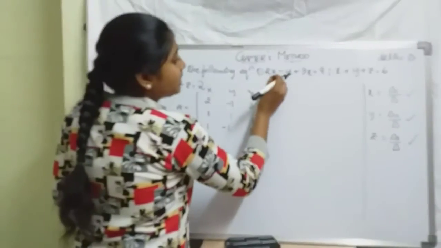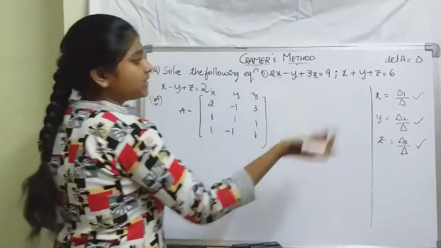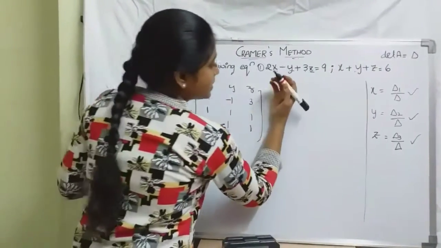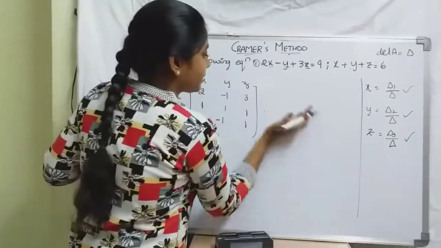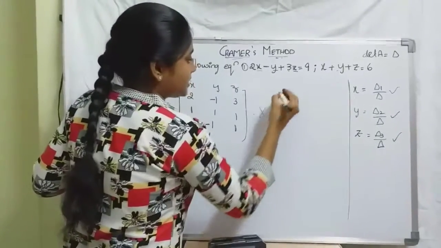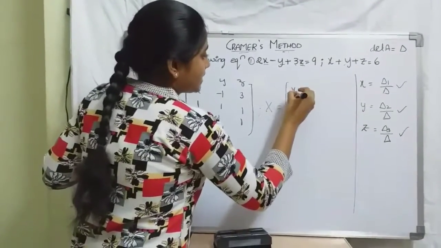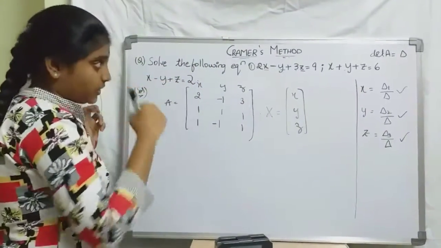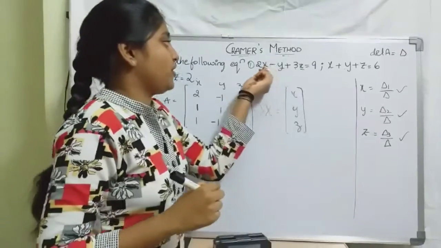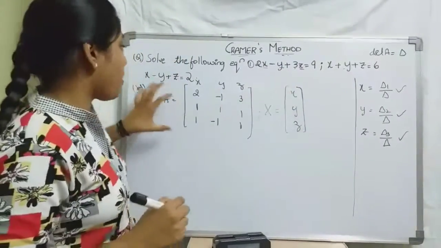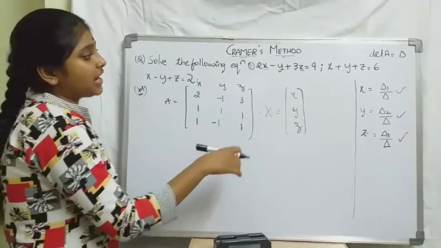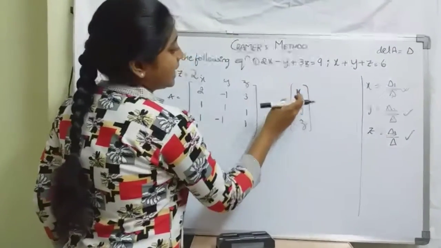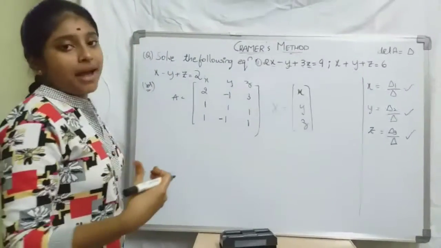We will write the terms, that is X, Y, Z, in another matrix, and we will denote that matrix with the capital X. So capital X is equal to X, Y and Z. Now we have taken the coefficients of X, Y, Z and written them in the form of matrix A. Now we are writing X, Y, Z in the other matrix.